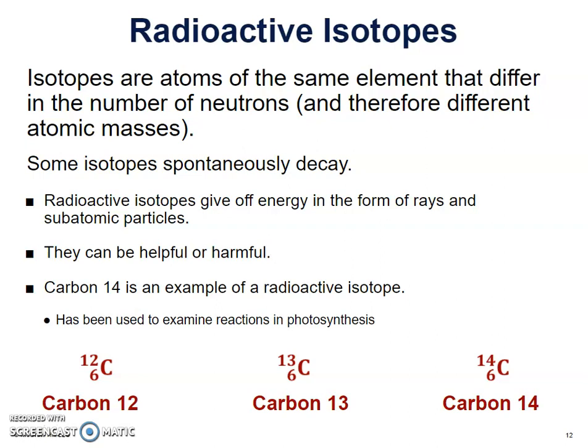Carbon-14 is an example of a radioactive isotope. We use this a lot in history whenever we're trying to date something, trying to figure out how old it is.